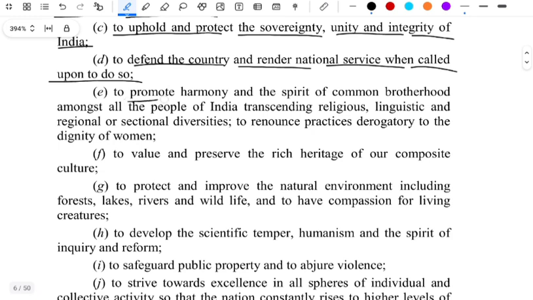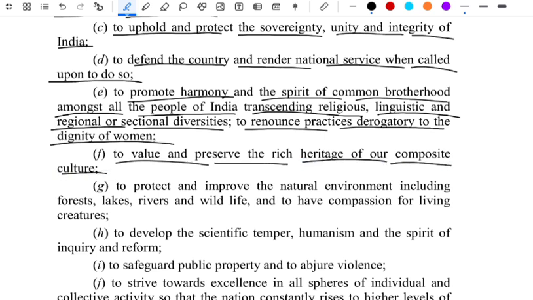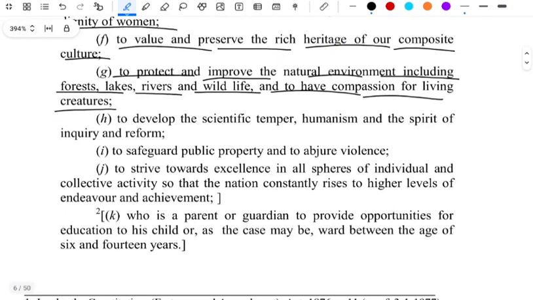Fifth says to promote harmony and the spirit of common brotherhood amongst all the people of India, transcending religious, linguistic, regional, and sectional diversity, to renounce practices derogatory to the dignity of women. Next is to value and preserve the rich heritage of our composite culture. Next is to protect and improve the natural environment, including forests, lakes, rivers, and wildlife, and to have compassion for living creatures. Next says to develop the scientific temper and humanism, the spirit of inquiry and reform.